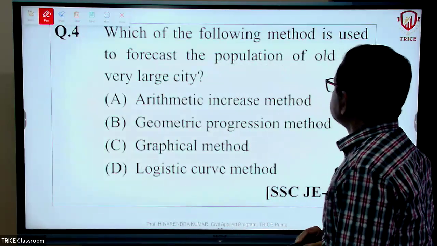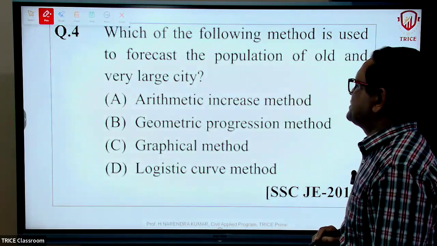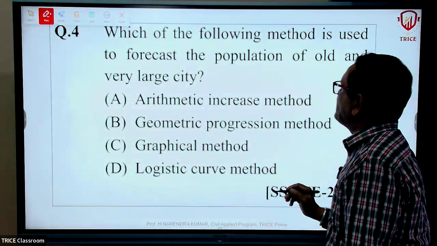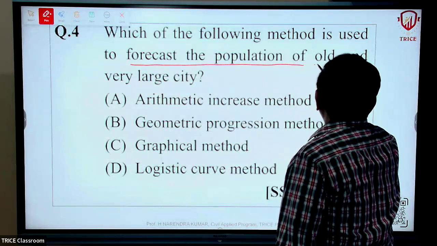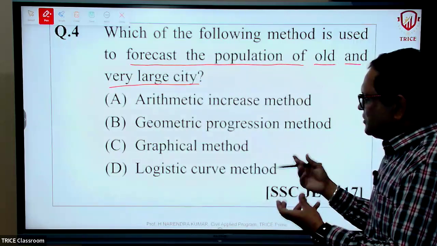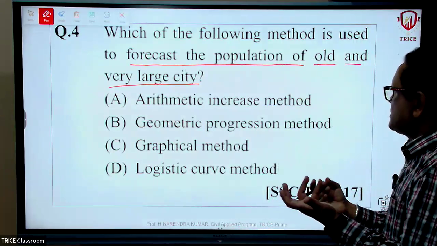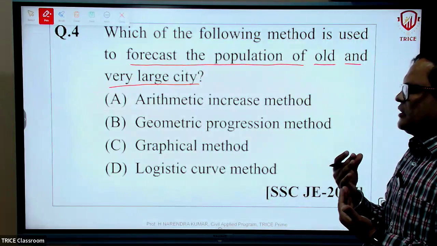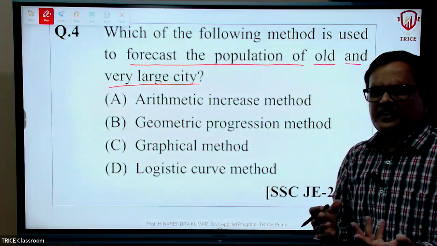Which of the following methods is used to forecast the population of an old and very large city? A little bit of theoretical knowledge is required for you to remember. To forecast the population of an old and very large city, you know that there are 8 to 9 population forecasting methodologies. Each method has its own advantages and disadvantages, or I can say merits and demerits.